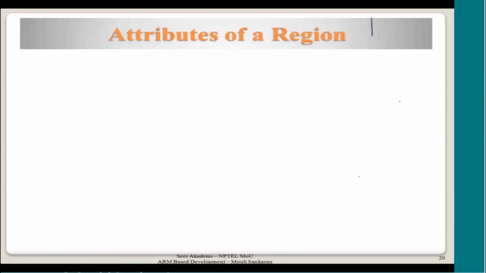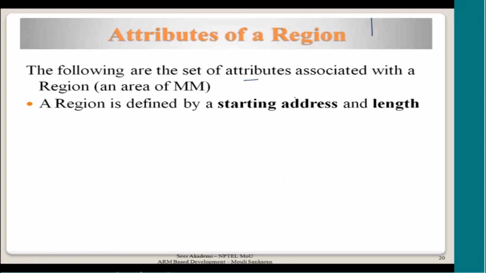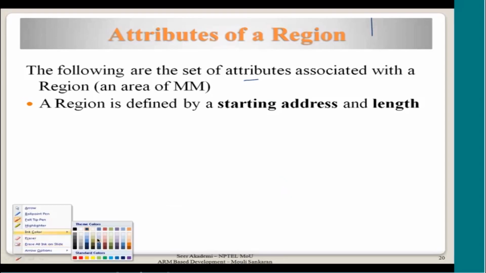Now let us talk about attributes. Following is the set of attributes. The region is defined by a starting address and a length. Let me change color.